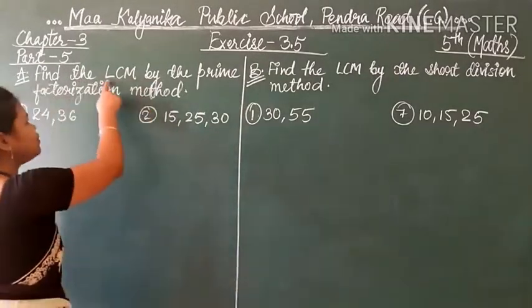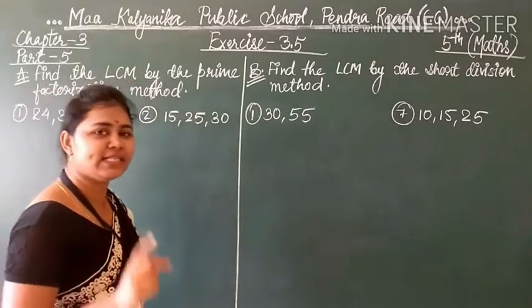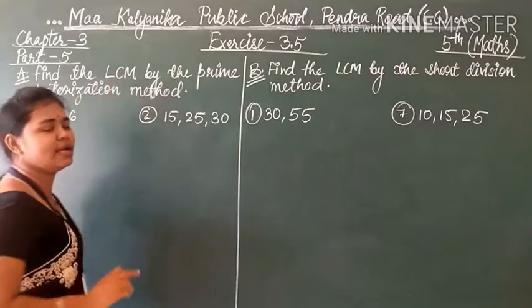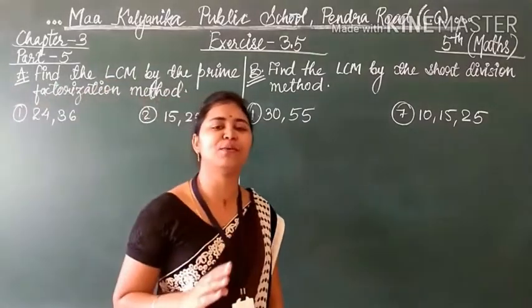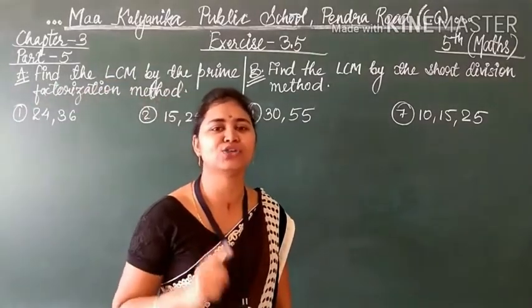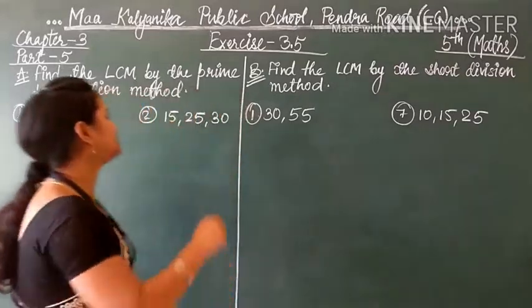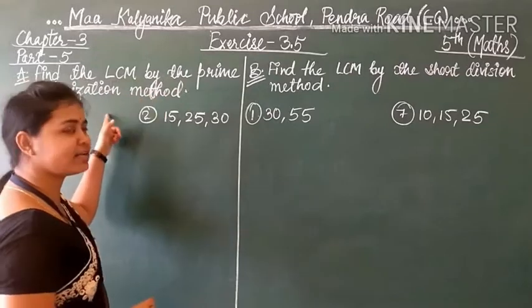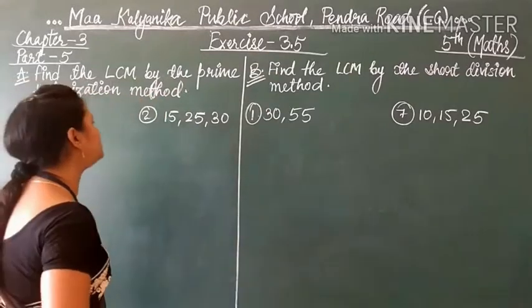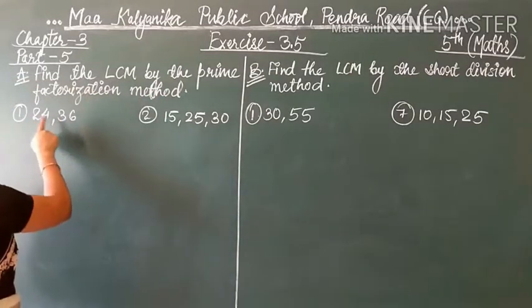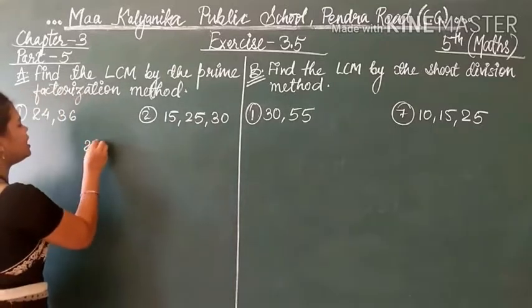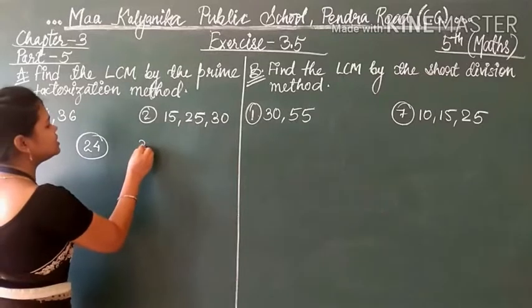Okay, so what is the full form of LCM? The full form of LCM is least common multiple. And what was the full form of HCF? Highest common factor. Okay, so this is least common multiple. So students, by the prime factorization method, how to find it? Let us see. 24 and 36. First question is 24 and 36.